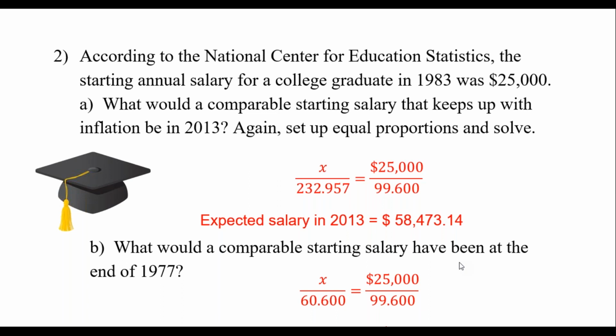Okay, so what would be a comparable starting salary? In this case, here's what the salary was in 1983. What is it going to be for somebody in 2013 based on inflation? And we can see that that price went up to over 58,000. And now what if we went backwards from 1983 to 1977? What would those values be? Comparatively, it would only be a salary of 15,000. So you can use this to see what values would be worth in the future or what the same value would have been worth in the past.